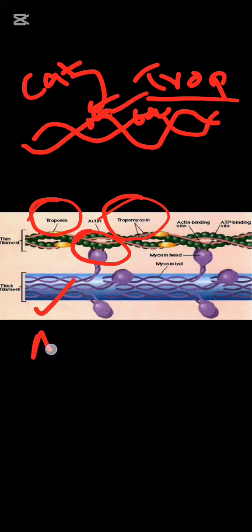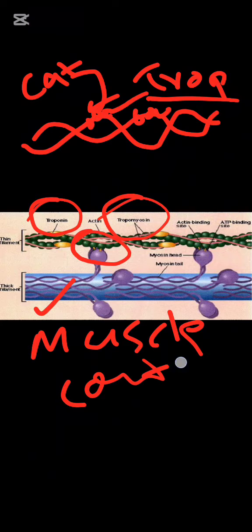This is what this figure is showing, the muscle contraction. Is it clear? And what happens during muscle contraction? The head of the myosin attaches with the actin fiber. At which point? At the troponin point, where the troponin protein is present. And this happens when calcium ion makes the bond with the troponin. Is it clear? So this calcium ion is released from the sarcoplasmic reticulum.